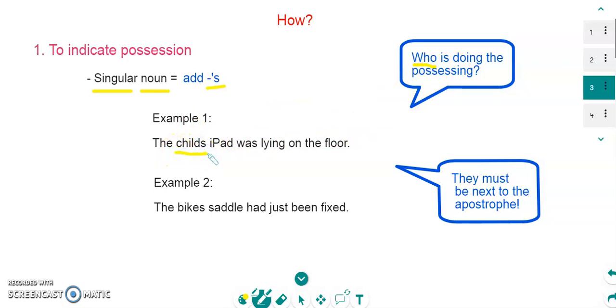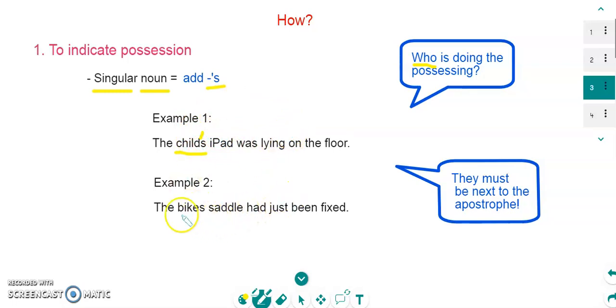So now we know the child is doing the possessing. Cool, we've understood that. And how many children are there? There's just one. So we go to this second bubble and we go, then they, whoever they are, must sit right next to the apostrophe. So here we go, and we put our apostrophe just there, between the word child and the letter S, because the iPad is the child's. This is a really, really key rule. This is something I'm going to keep coming back to in a second.